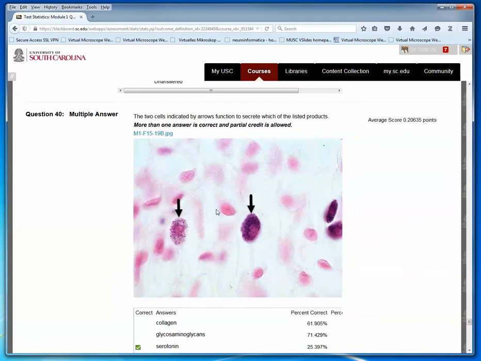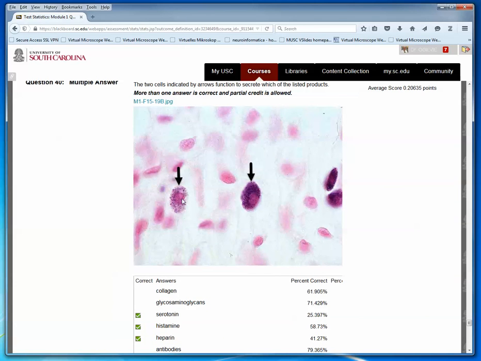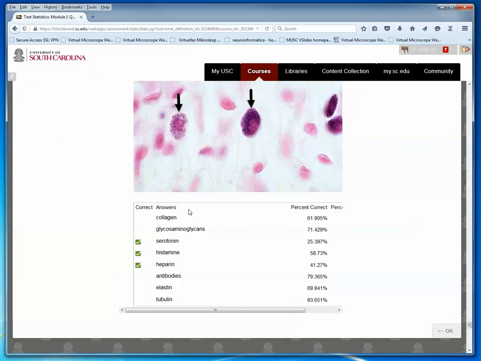And here are mast cells. You see you've got a nucleus here and a nucleus here, and you have these granules, and the nucleus is relatively in the center with granules, so this is very typical of a mast cell. And it secretes serotonin, histamine, and heparin.